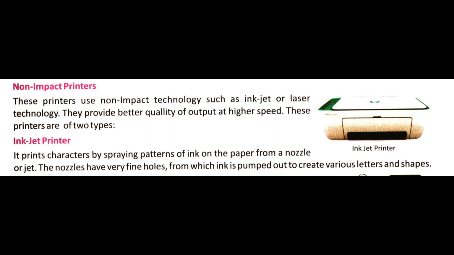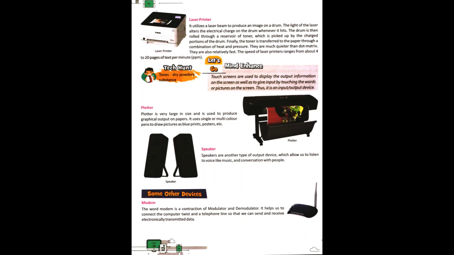Inkjet printer prints characters by spraying patterns of ink on the paper from a nozzle or jet. The nozzle has very fine holes from which ink is pumped to create various letters and shapes. We see inkjet printers in various stationery shops and photo shops for copying or xeroxing the text or documents. The main disadvantage of an inkjet printer is that sometimes the spraying of the ink is more, which makes our document look very unattractive.